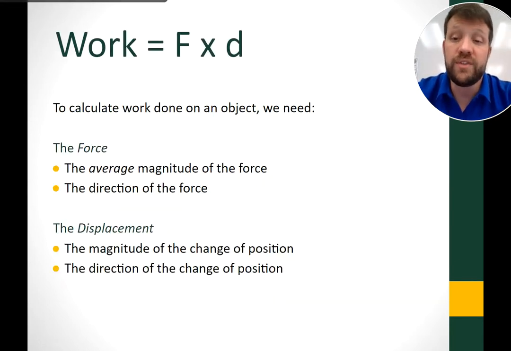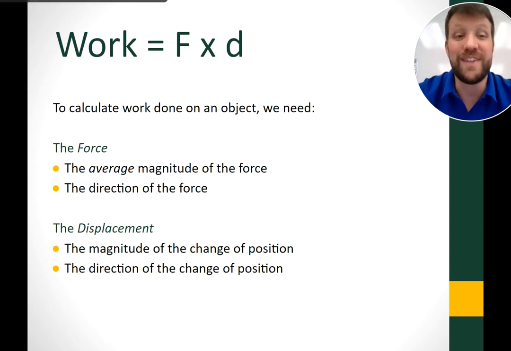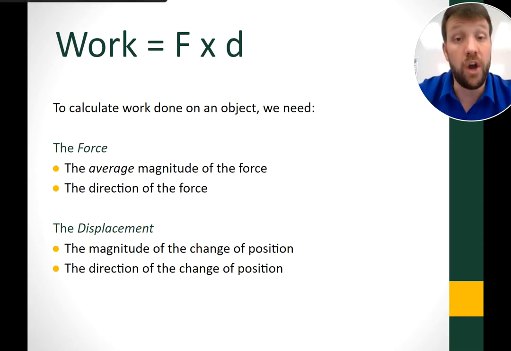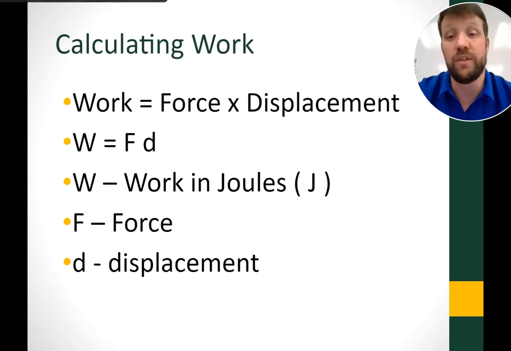When we're calculating work, we need to know that force and distance as they're being applied. So first we must know the average magnitude of the force and the direction of the force, and then the displacement. So the magnitude of that change in position and the direction of that change in position. Both these items are vectors, so that direction is important for each. And that's why it's important for each when looking at how they combine.